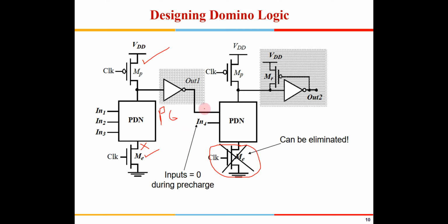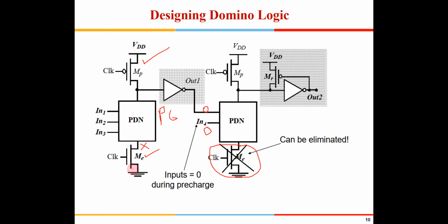So what will be the voltage available here? It will be 0 here during pre-charge. What will be the voltage available here? This is also coming from one more domino logic, right? So it will also be 0 out here, right? So that means this PDN network will as such be disabled. So is there a requirement of this? There is no requirement, right? So you may do away with this transistor.